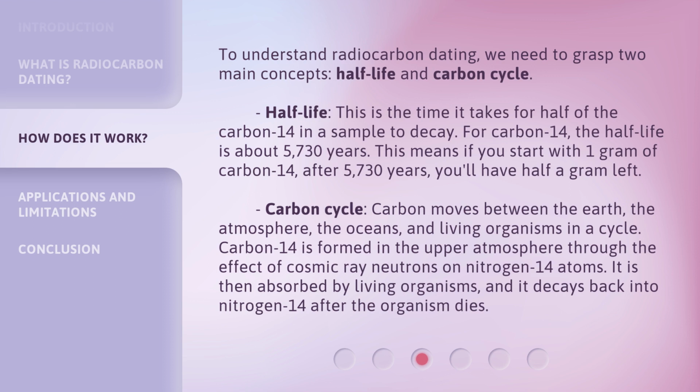Carbon cycle. Carbon moves between the Earth, the atmosphere, the oceans, and living organisms in a cycle. Carbon-14 is formed in the upper atmosphere through the effect of cosmic ray neutrons on nitrogen-14 atoms. It is then absorbed by living organisms, and it decays back into nitrogen-14 after the organism dies.